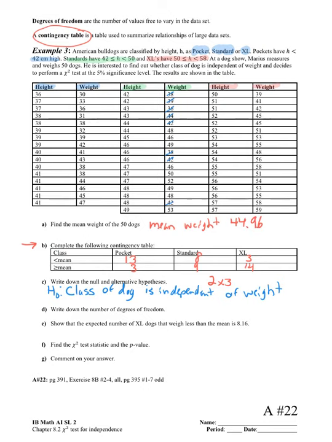So the null hypothesis, the class of dog is independent of weight. That means the alternative hypothesis is that the class of dog is dependent on weight.